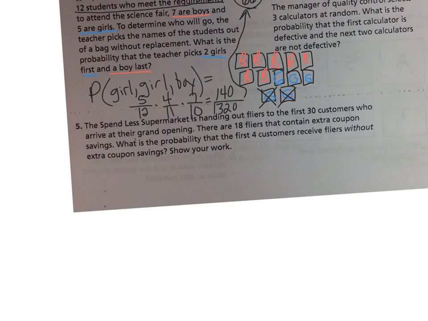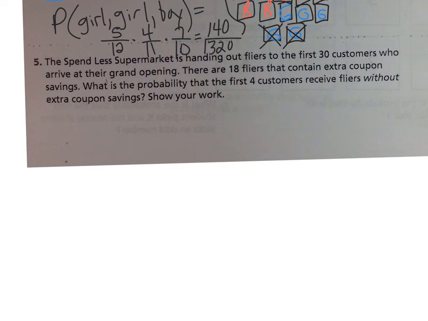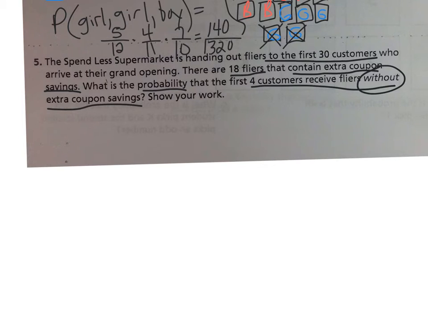If we look at number 5, the Spend Less supermarket is handing out flyers to the first 30 customers who arrive at their grand opening. There are 18 flyers that contain extra coupon savings. What is the probability the first 4 customers receive flyers without extra coupon savings? Alright, this is a little bit borderline here.